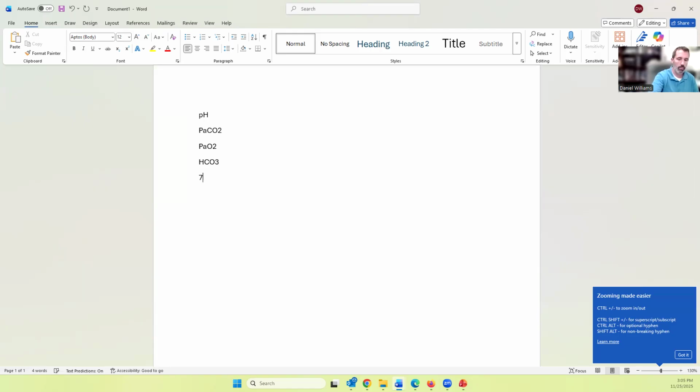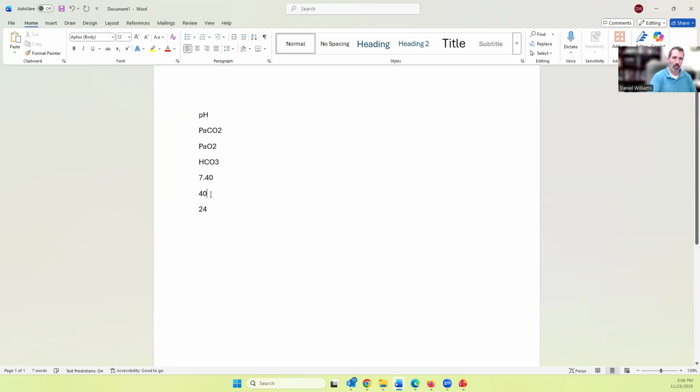So if we look at 7.40, 40, and 24, this is going to be our pH, our CO2. I missed the PaO2. We'll throw 90 in there. So if we're looking at this set of numbers right here, that's essentially a pretty normal looking blood gas. 7.40 falls right in the middle where the pH is. Our CO2 is right in the middle where that's supposed to be. PaO2 is right in the middle where that's supposed to be, and our bicarb is right in the middle where that's supposed to be.